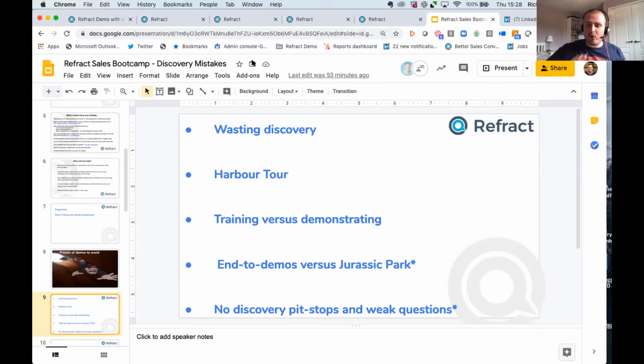Ask yourself before every demo, if I can only show them one thing for definite and a backup bonus, what are those two things going to be? And there's where you start your demo. That's where you start your demo.